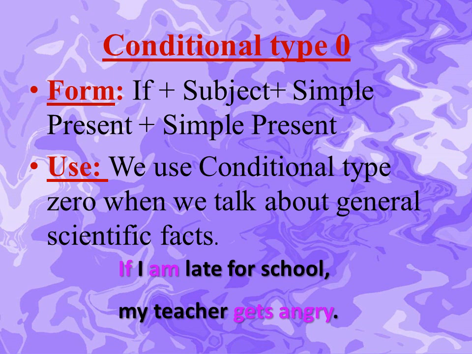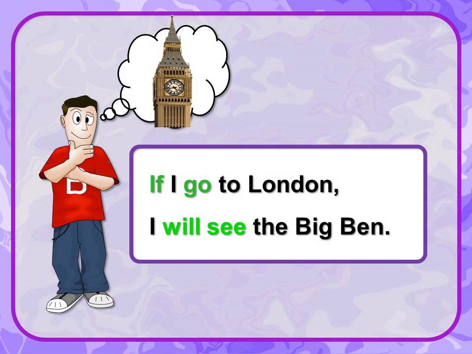Now let's move and discover conditional type 1. How do we form it? And when do we use it? Let's have a look at this man. He is thinking. Alright? If I go to London, I will see the Big Ben. Of course, the Big Ben is the Great Bell in London, in the center of London. So this man is thinking of visiting London. He is thinking about London and the Big Ben and what is he going to do in London if he goes.